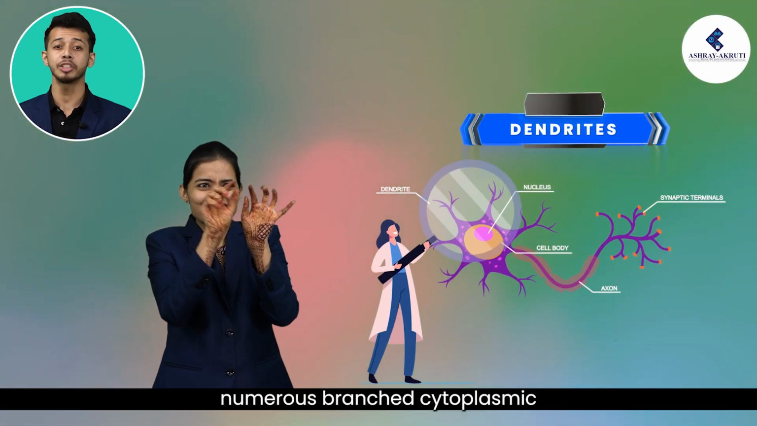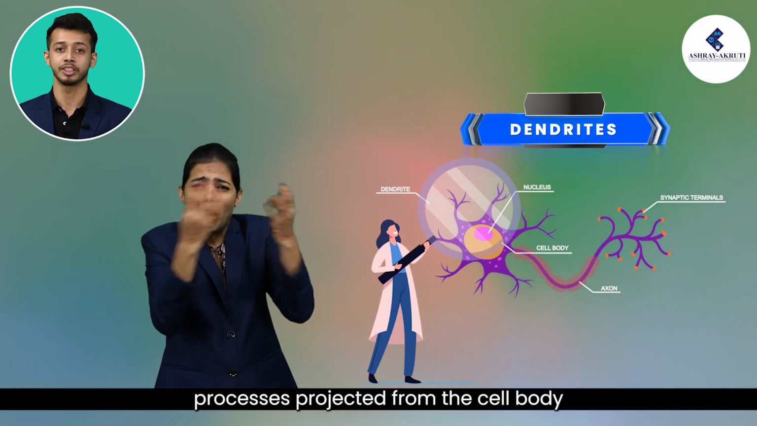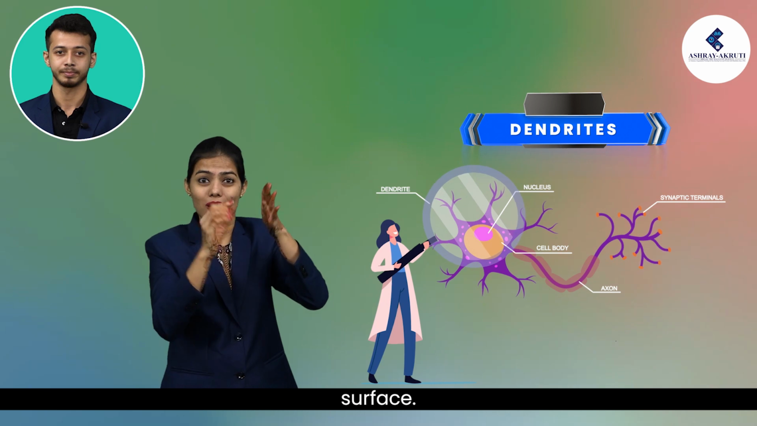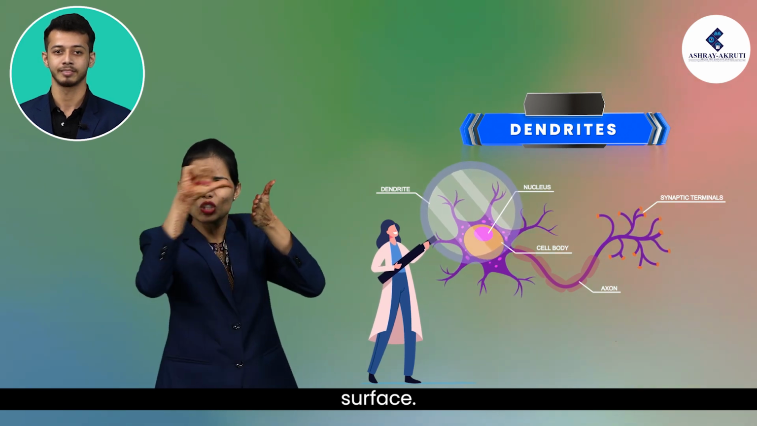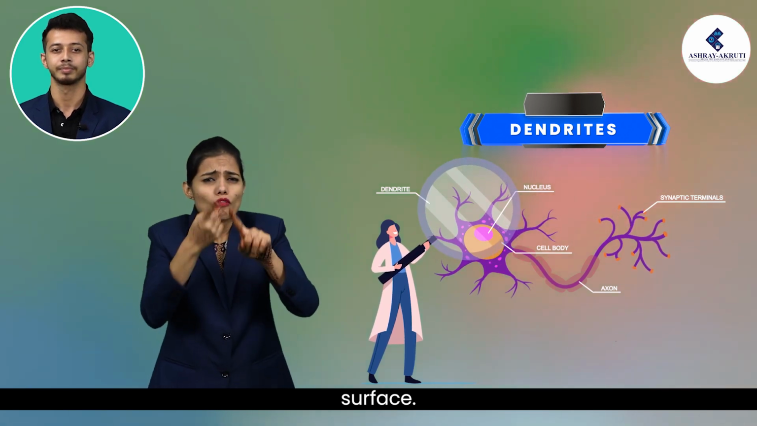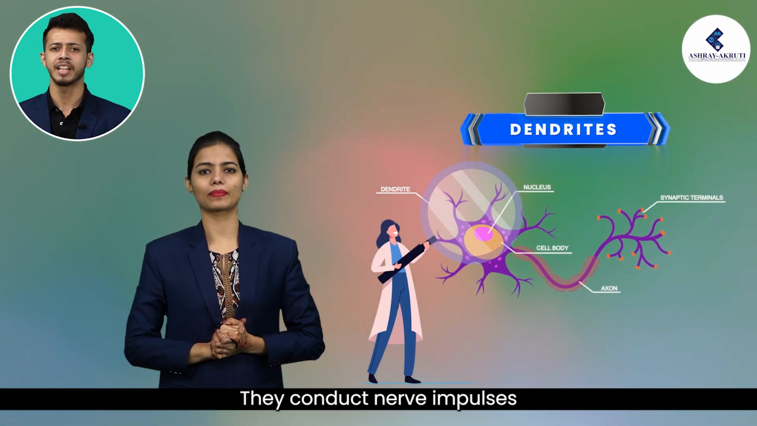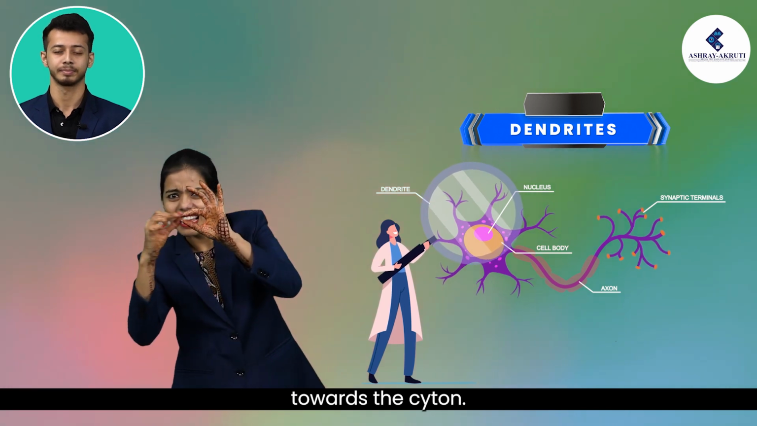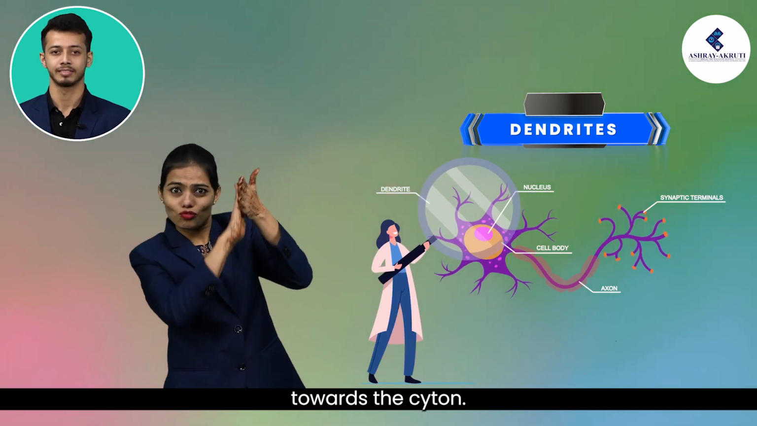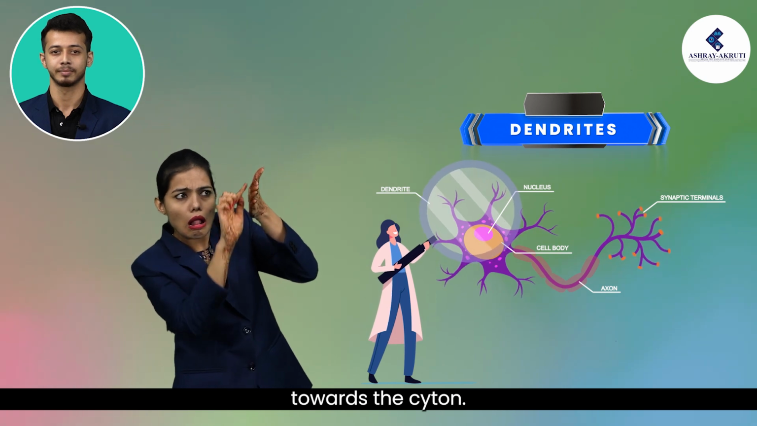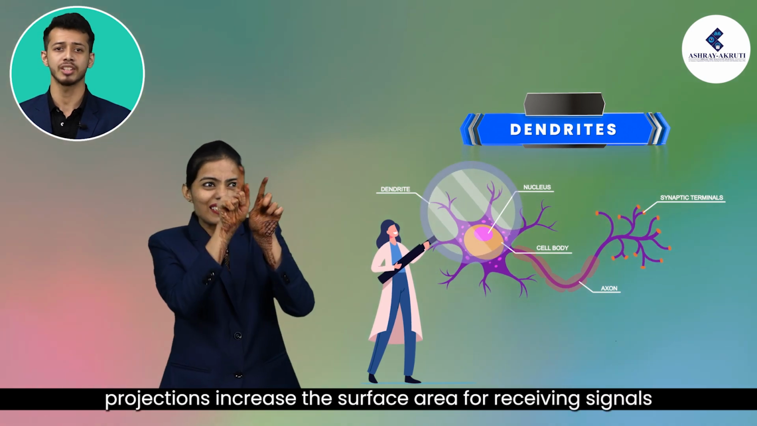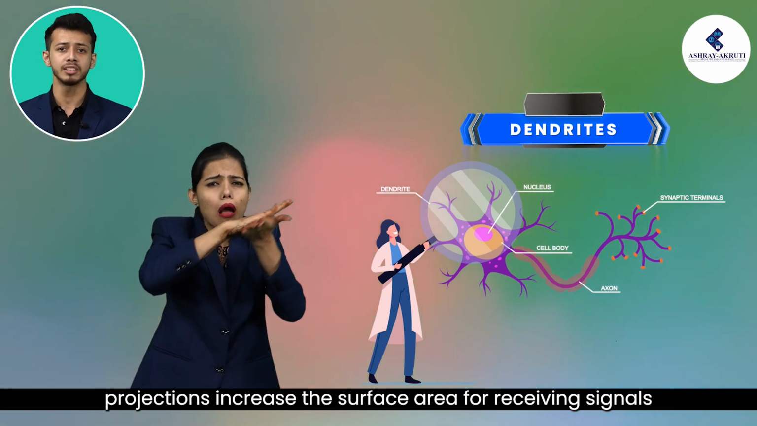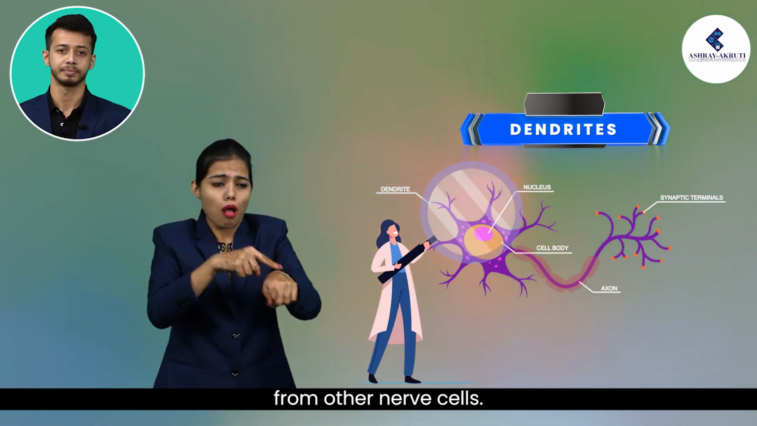Dendrites are the numerous branched cytoplasmic processes projected from the cell body surface. They conduct nerve impulses towards the cyton. The branched projections increase the surface area for receiving signals from the other nerve cells.